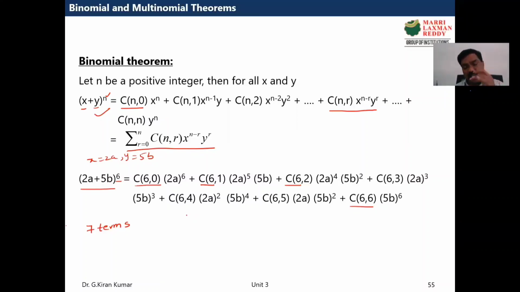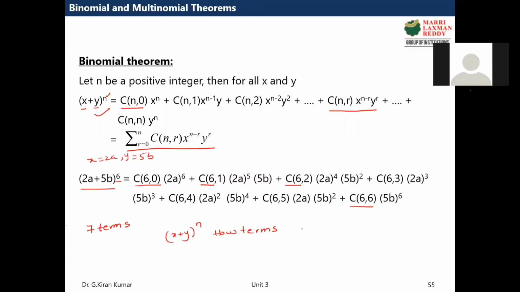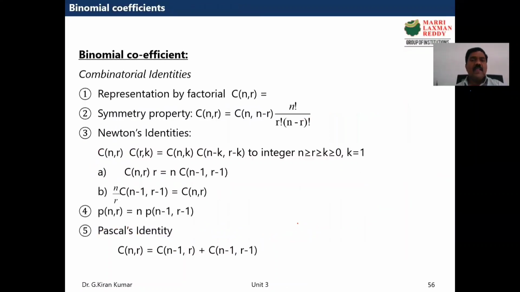I'm not stressing much on the binomial. We know that in (x plus y) whole power n, there will be n plus 1 terms. You studied this in school days itself. There are some important formulas I have listed; take a glance and you can also cross-check. What is C of n comma r? C of n comma r is n factorial divided by (n minus r) factorial into r factorial.